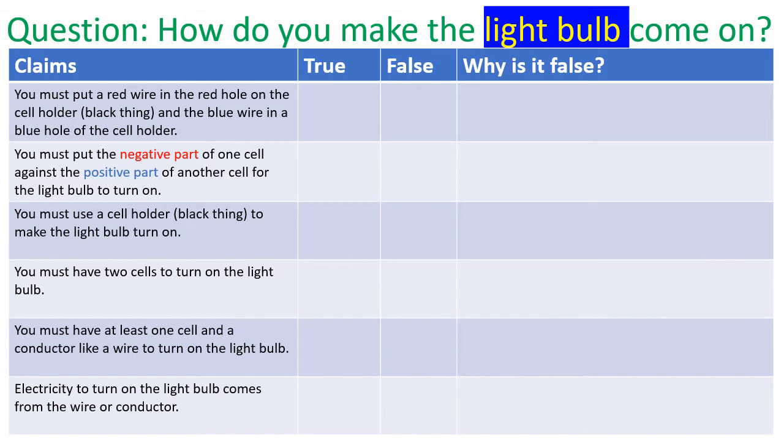Some people said you must have 2 cells to turn on the light bulb. Some people disagreed and said you must have at least 1 cell and a wire to turn on the light bulb. And then some people said something called electricity turns on the light bulb and it comes from the wire or conductor. So which of those claims or predictions are true, which are false, and if they are false, why are they false?